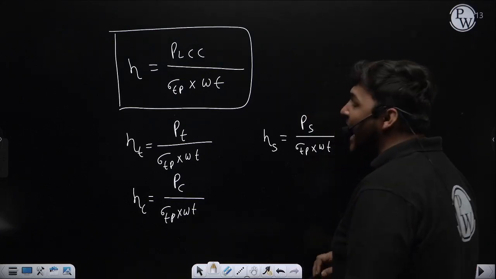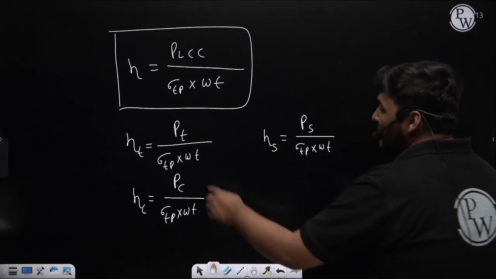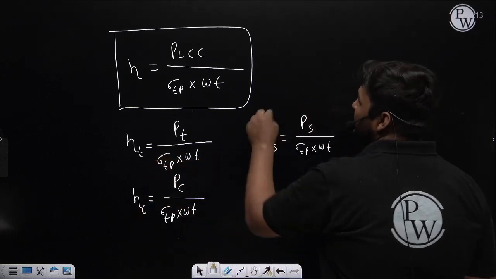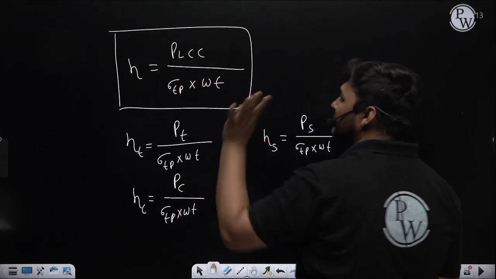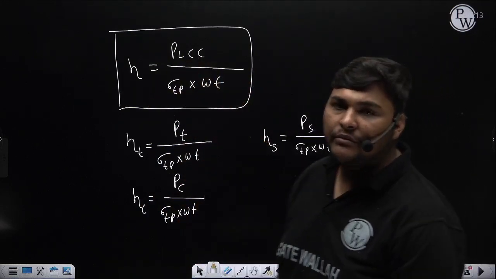And what will be the actual efficiency? It will be the minimum of eta t, eta c, eta s, which will come exactly equal to this. Meaning actual load carrying capacity on top, and the below side term will remain the same, load carrying capacity without rivet and without hole.